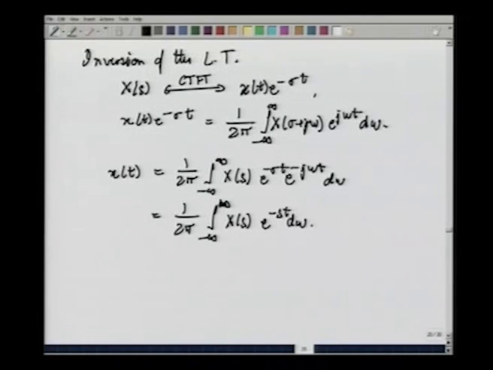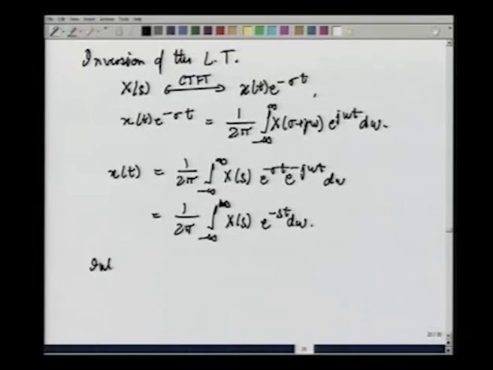That means, we have to integrate X s over all values of omega, but do so at a place where the Laplace transform exists. That is to say, at a place where x t e to the minus sigma t is absolutely integrable. That is, in other words, within the ROC.